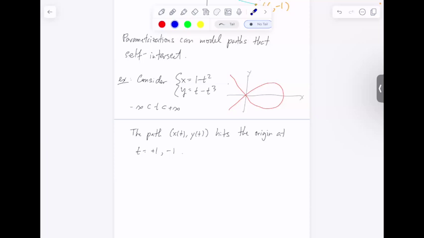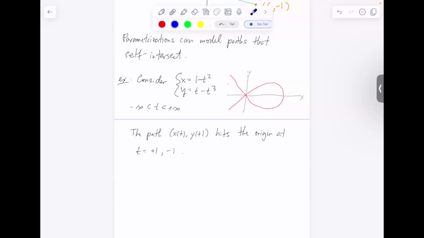So depending on how you parameterize, and also your region of time that you're parameterizing, you get more information on when it hits the origin, and whether it hits it once or twice, things like that. All right, so that's another reason why parameterizations are useful.